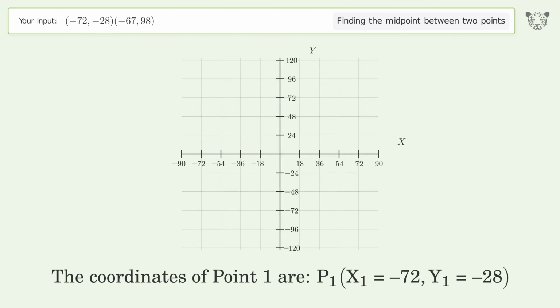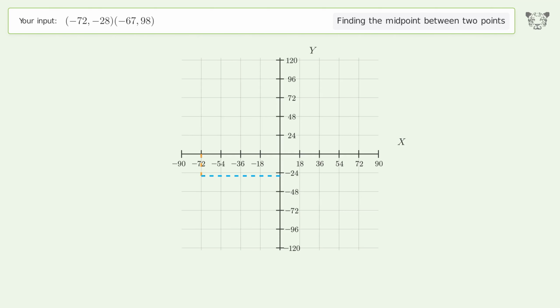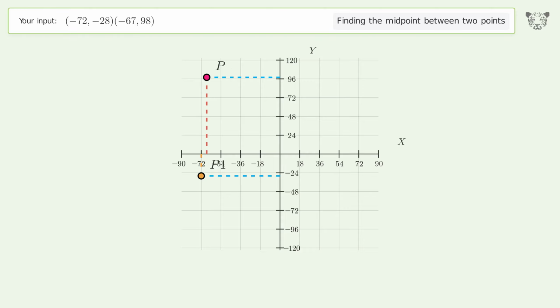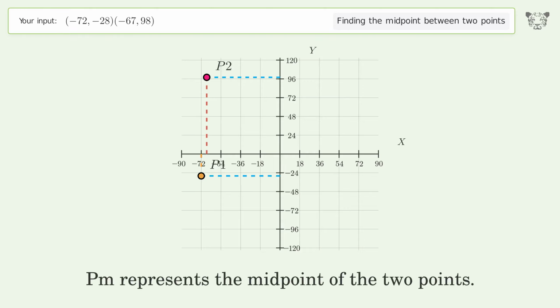The coordinates of point 1 are, x1 equals negative 72, y1 equals negative 28. The coordinates of point 2 are, x2 equals negative 67, y2 equals 98. PM represents the midpoint of the 2 points.